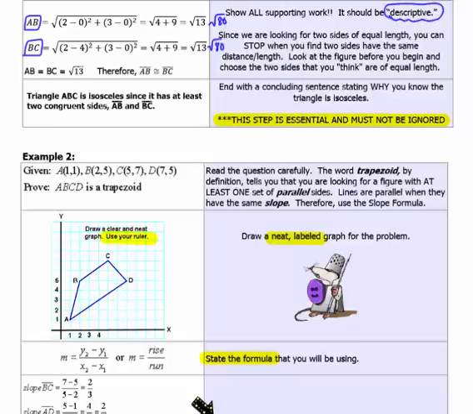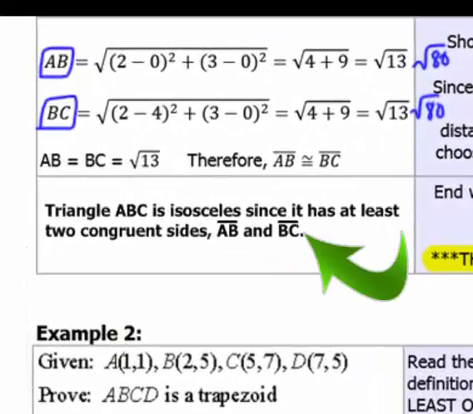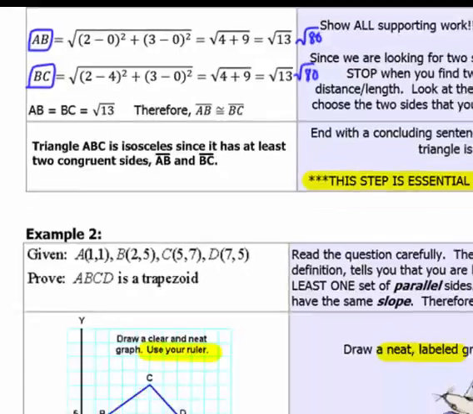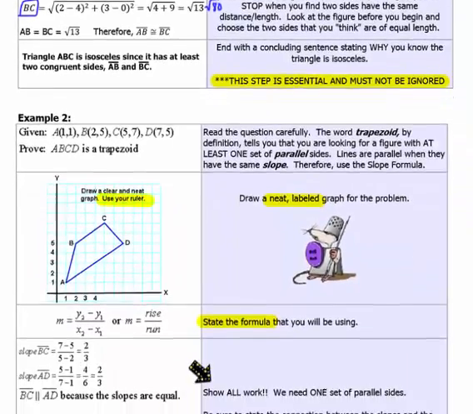Since we're looking for two sides of equal length, I can stop when I find that I have found two sides of equal length. And then the most important part is to have that concluding sentence stating exactly what you proved. Why do I know the triangle is isosceles? It is isosceles since it has at least two congruent sides, those being AB and BC. Pretty straightforward.